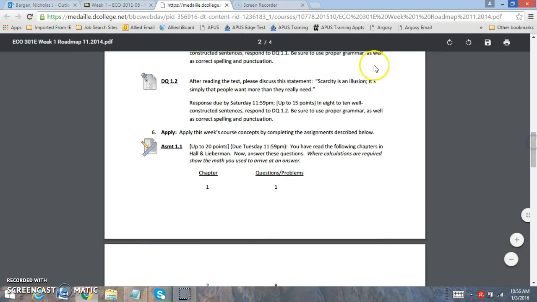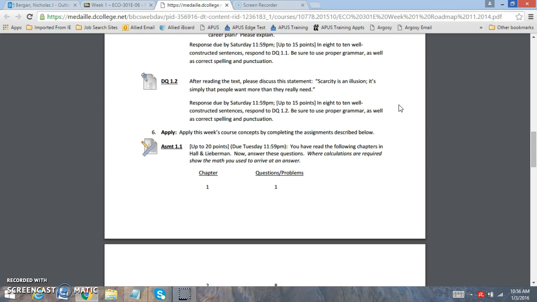Then you have DQ 1.2. In DQ 1.2, you're going to look at the question, scarcity is an illusion. Basically, does it really exist? It's simply that people want more than they really need. So people like a lot of things. And since people like a lot of things, this concept of scarcity is looked at in our resources. And given that our resources are scarce, it creates a lot of challenges in our economy.